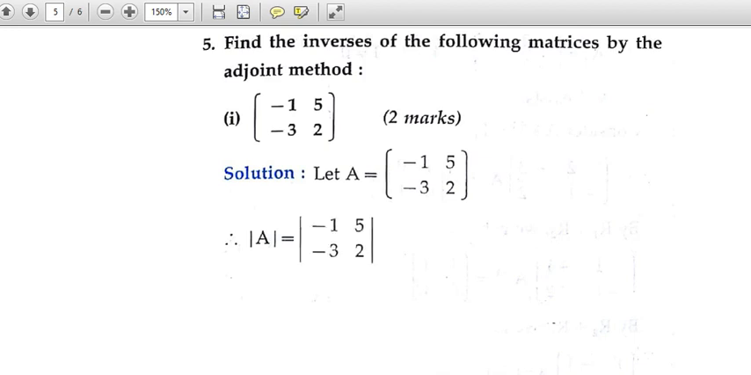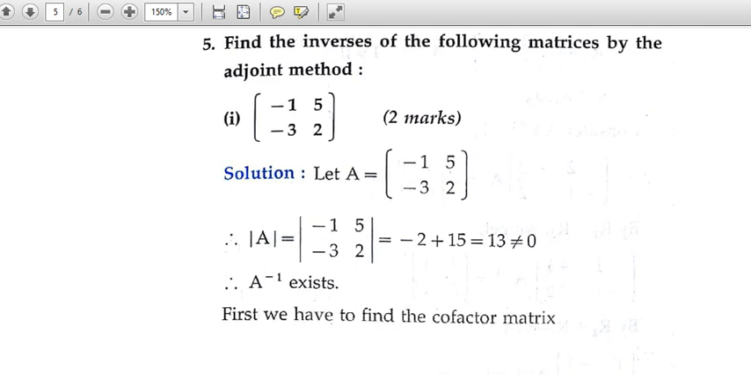So determinant of A is equal to determinant minus 1, 5, minus 3, 2. And now we know how to expand a 2 by 2 determinant. For this expansion we have to cross multiply. So cross multiplication is minus 1 into 2 is minus 2 and minus 3 into 5 is minus 15. But minus of minus 15 is plus 15. So the final answer is minus 2 plus 15 is equal to plus 13. And plus 13 is not equal to 0. Hence we got determinant of A not equal to 0. Therefore A inverse exists.